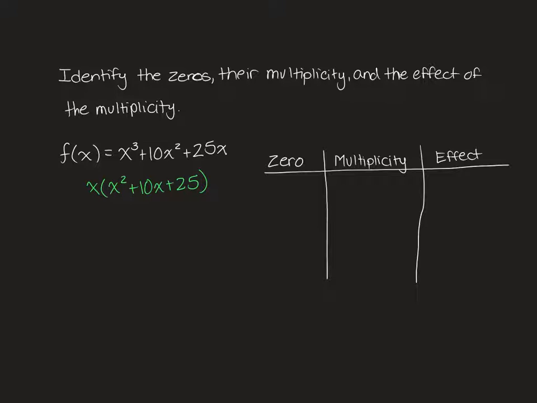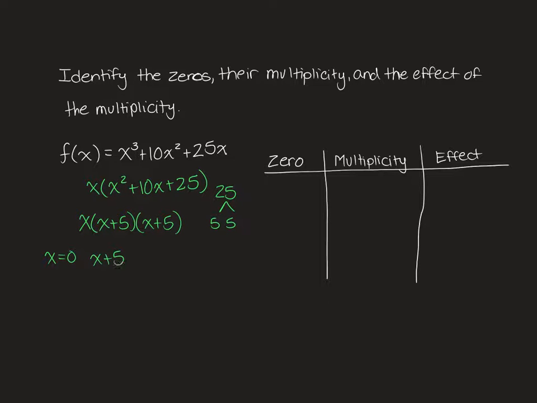So now we have to factor that trinomial using normal factoring. So two numbers that will multiply to 25 but add to 10 is going to be 5 and 5. So my factored form is x plus 5 and x plus 5. Okay. Then we set each factor equal to 0 and solve for x.